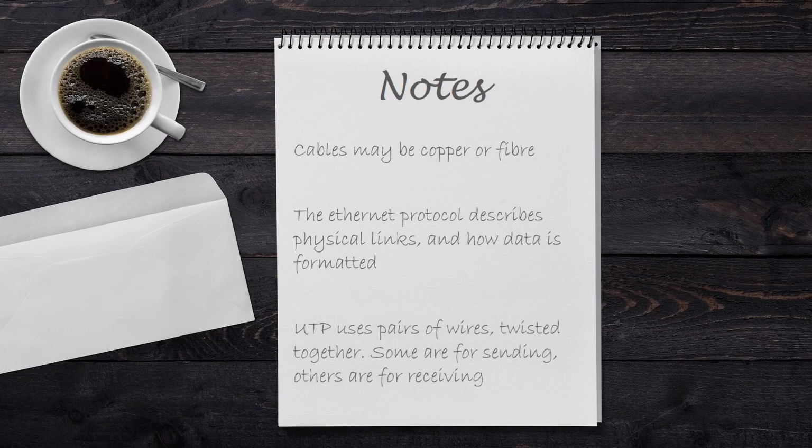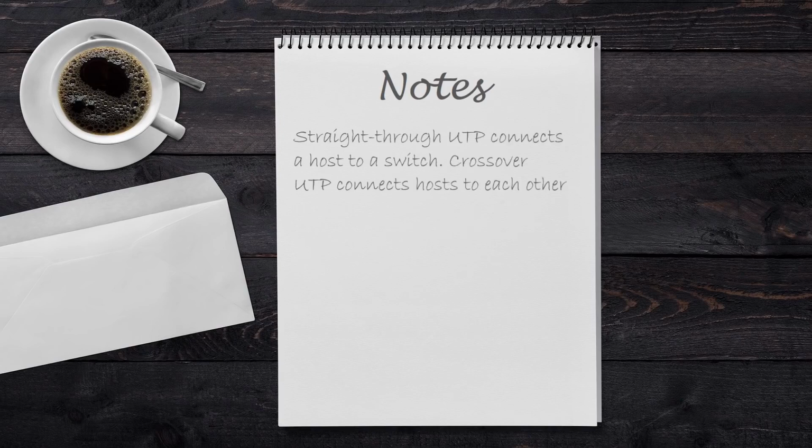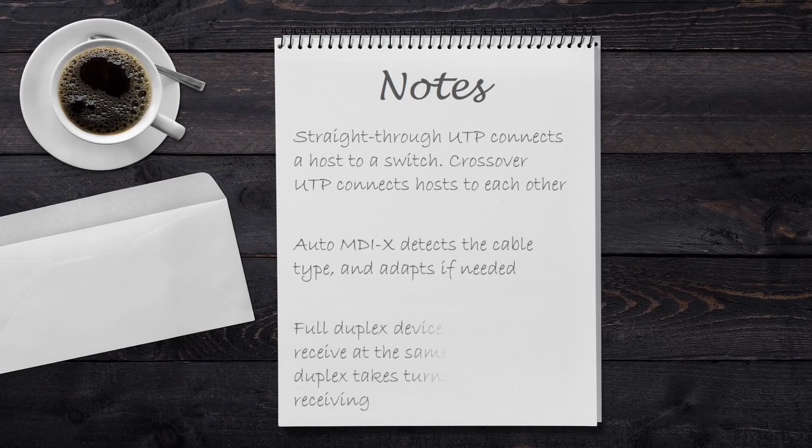UTP is the most common copper cable. Modern UTP cable has 4 twisted pairs of wires. Some are used for sending, and others are used for receiving. The cable may be straight through for connecting devices to a switch, or it may be crossover for connecting devices to each other. Modern LANs support Auto MDIX, which enable the device to detect the cable used and adapt as needed. A full duplex device can send and receive at the same time. A half duplex device can only do one at a time.